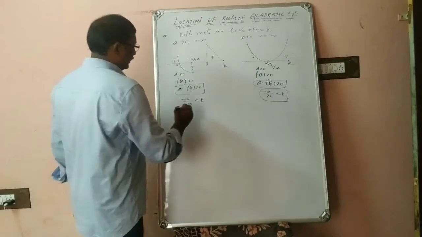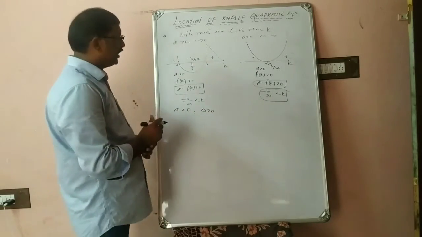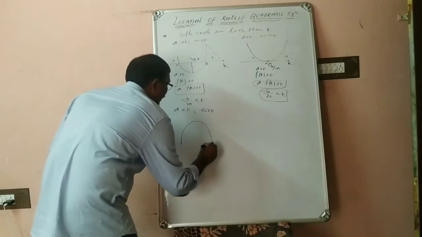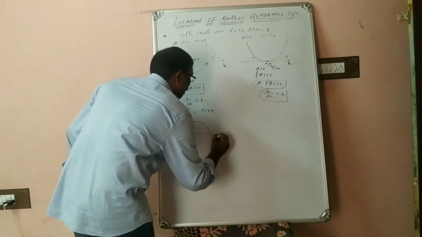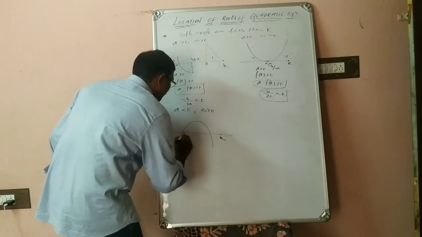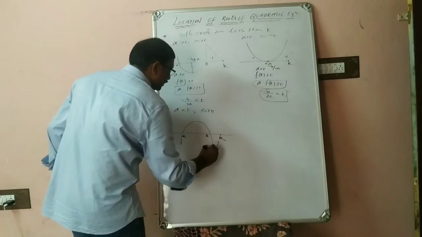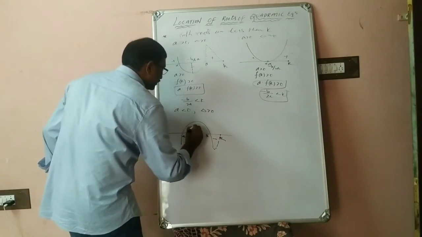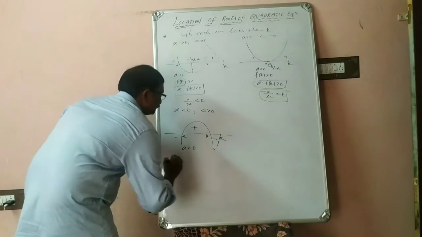We'll see. In the case of delta greater than 0, two distinct roots, when a is less than 0, you will get a downward parabola. It will intersect the line at two different points, but both the roots must be less than k. Those roots have to be alpha and beta. By using the wavy curve method, this is negative, this is positive, and this is negative. So a is negative.